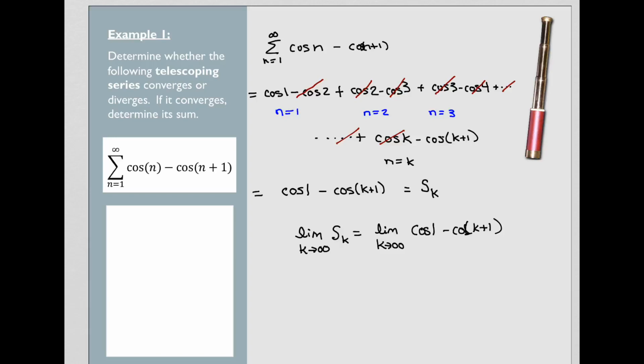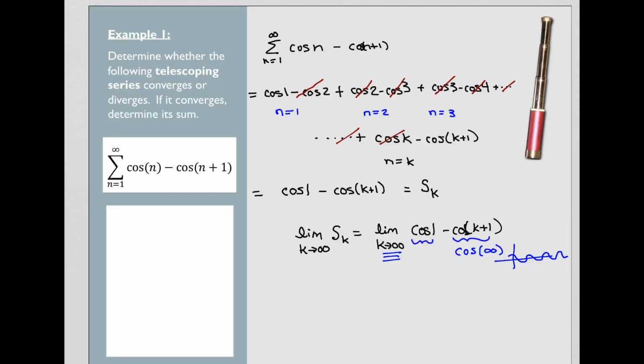Now, as k goes to infinity, well, cosine of 1, that's just a number. Cosine of 1 radian, about cosine of 57 degrees. Okay, so it's close to, what is that? Close to a half, a little more than a half. Cosine of k plus 1 as k goes to infinity. Oh, what happens as the angle goes to infinity? What happens to the cosine? Do you remember? Cosine oscillates forever and ever. Does it ever go to a limit? No, it always goes up and down and up and down.